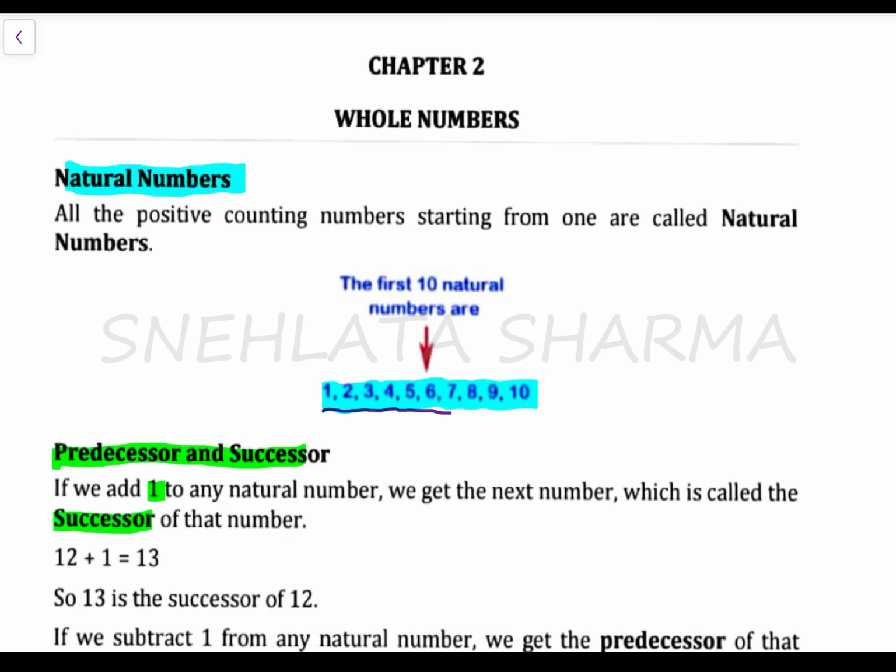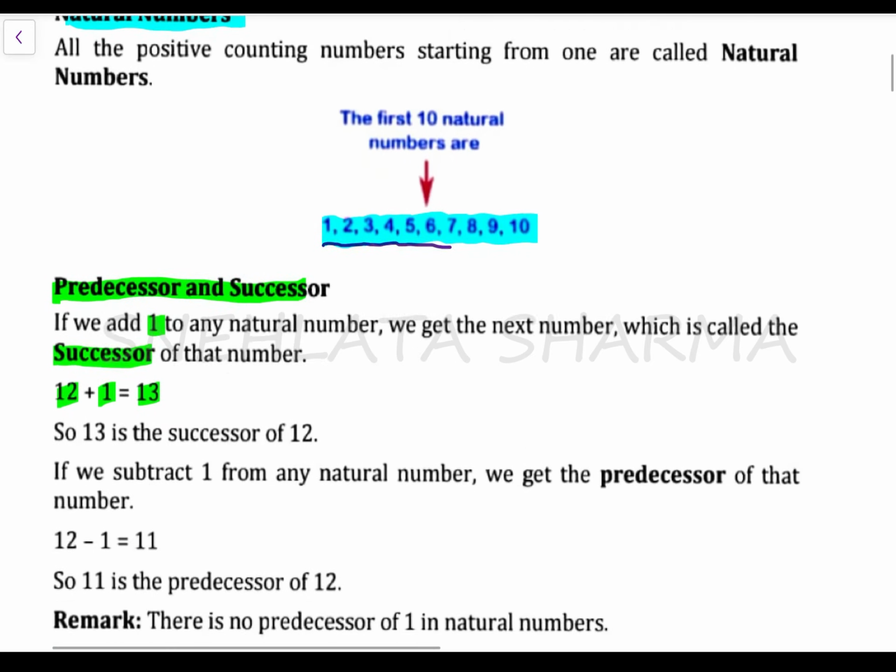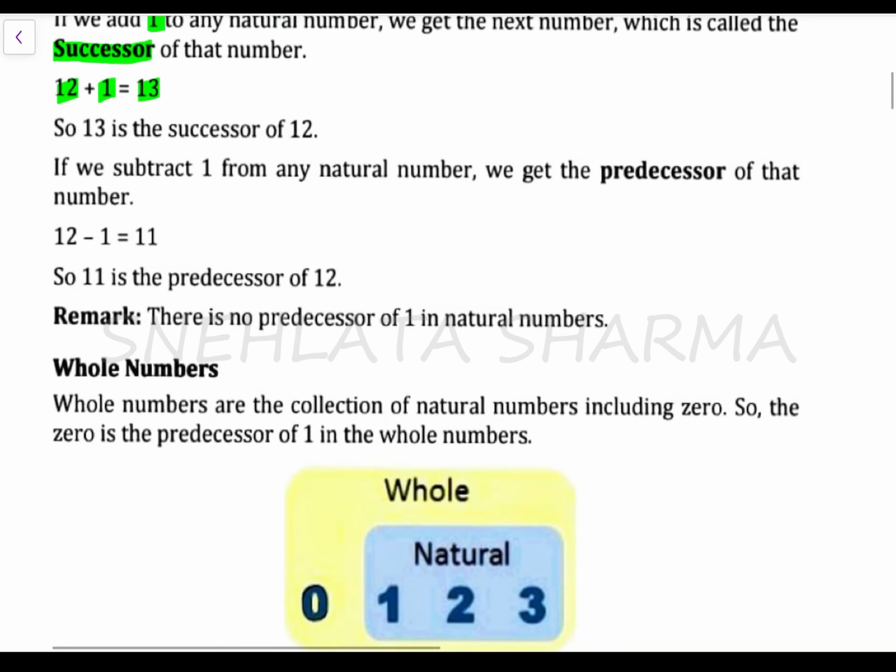For example, we have 12. If we add 1 to it, we get 13, and 13 is the successor of 12. Now let us define predecessor. If we subtract 1 from any natural number, we get the predecessor of that number.